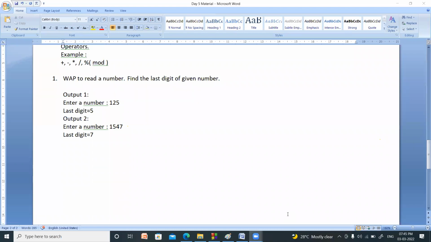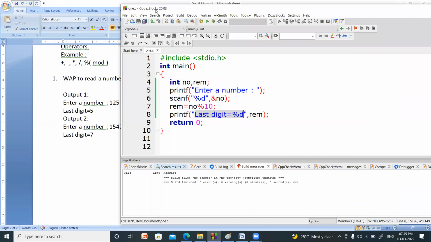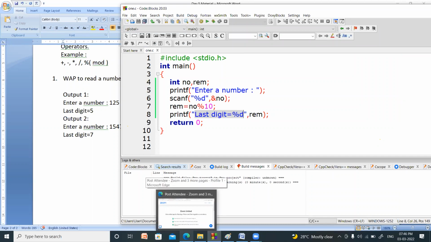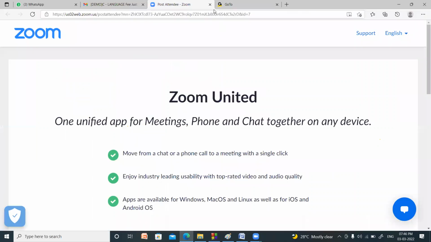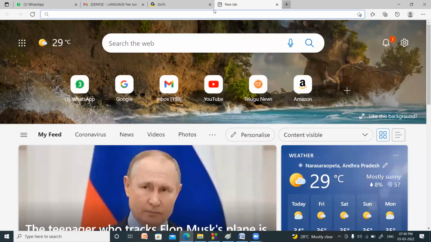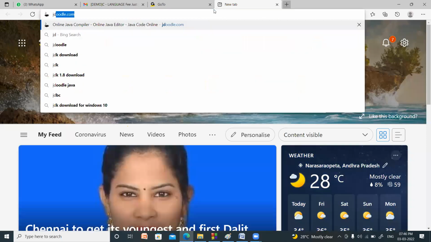In which app are you running the program? Good. Its app name is Code Blocks. Code Blocks. Or you can directly run it on the internet also. You can use one application that is known as this one. JDoodle. JDoodle app.